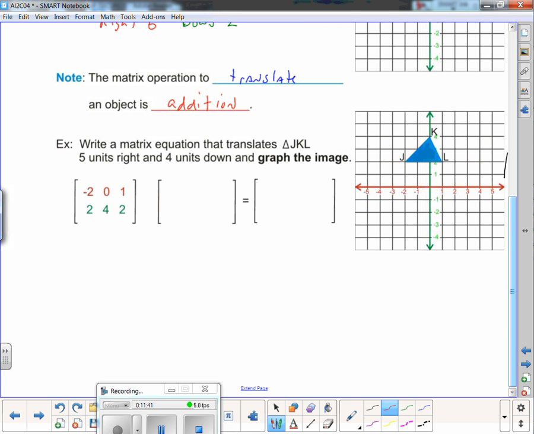So we're simply going to translate with addition. So what do we got here for the example? Make a matrix equation that translates triangle JKL 5 units to the right and 4 units down, and then graph the image. Okay, so we've got on the left there the matrix for the pre-image, right? So let's check here. -2, 0, 1, that looks good. And 2, 4, 2, that looks good. Okay, so again, I want to take this object, I want to move it 5 units right, I want to move it 4 units down.